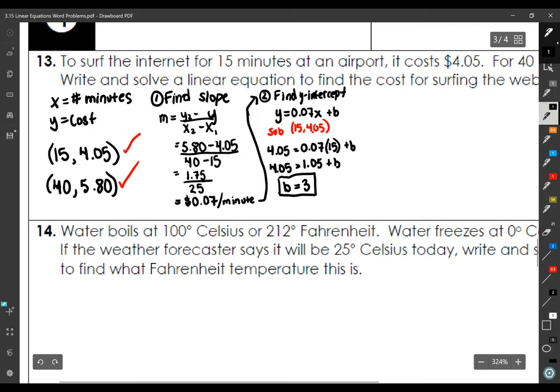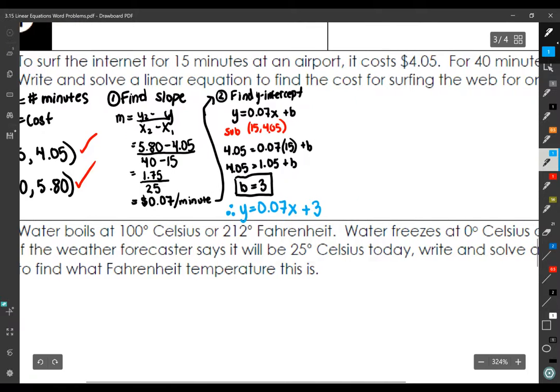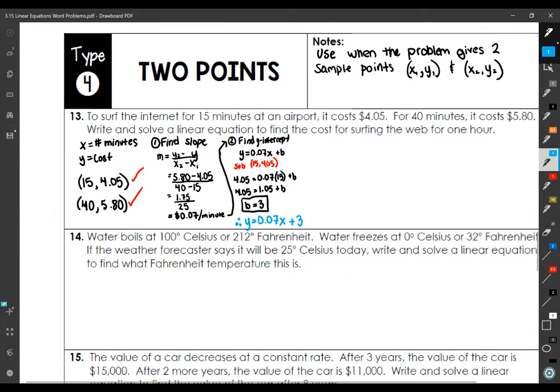So that means our final, completed equation is y equals 0.07 times x plus $3. So it costs 7 cents per minute plus an initial charge of $3. Now let's move on to the second part of the problem, where it's actually asking us to solve this problem.